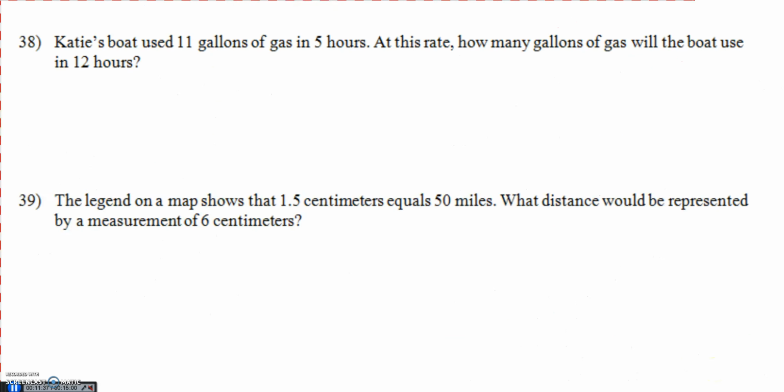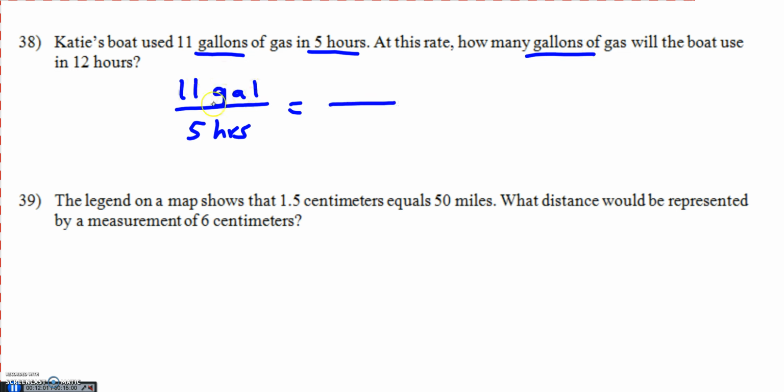All right, guys, here are the last two problems, number 38 and 39, still proportion related. Katie's boat used 11 gallons of gas in 5 hours. So what I would do is write a proportion and use the units. 11 gallons is to 5 hours as, at this rate, how many gallons? So we're looking for gallons. So because I used gallons on the top, I should still put gallons on the top also over here. And I'm looking for it, so that's why I call it X.